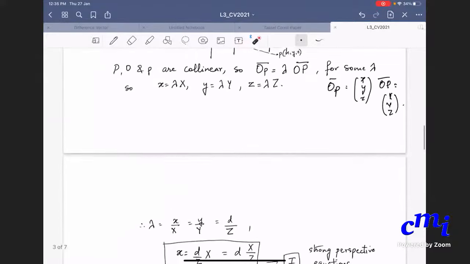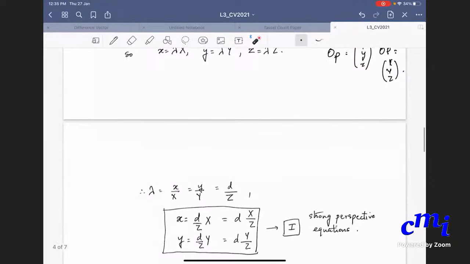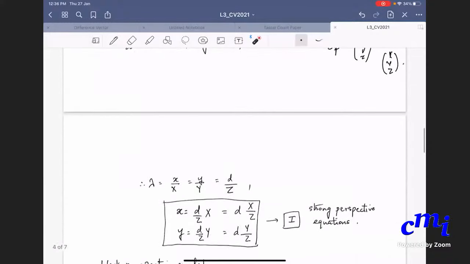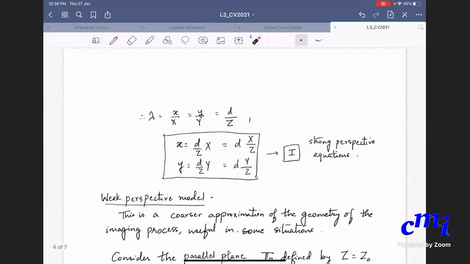Fine. So now what you can do is collect these together and write lambda as equal to these ratios. Why did I replace it by small d? Because this distance is exactly what z is going to be, because that is in the direction of the third component. So this z for all points in the image plane is going to be d. All points in the image plane lie at this distance d, in the direction of k. So I can replace that small z by d.